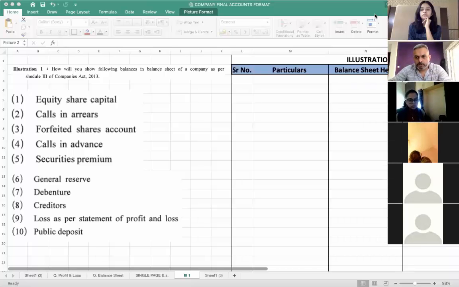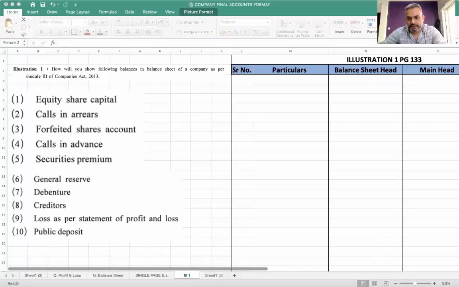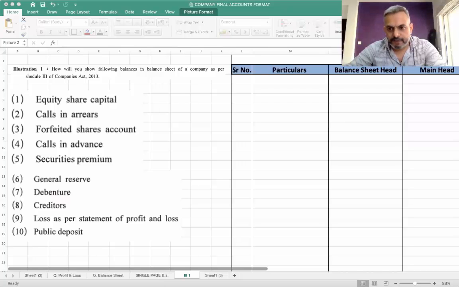Okay, so today we are going to see the classification of various assets and liabilities in the balance sheet, where we will be putting them. Now, this type of question is not expected in your exam, but we are doing this so that you get clarity of where each and every item goes into the balance sheet, because it is a prescribed format as per Schedule 3 of Companies Act.